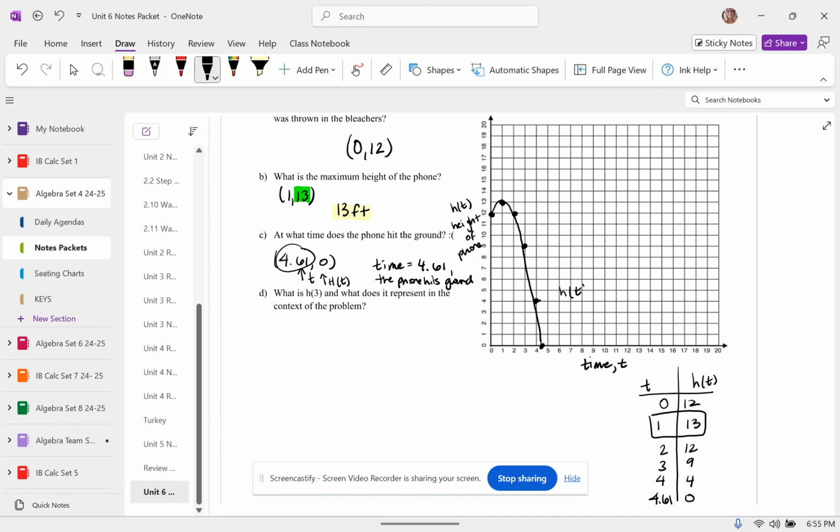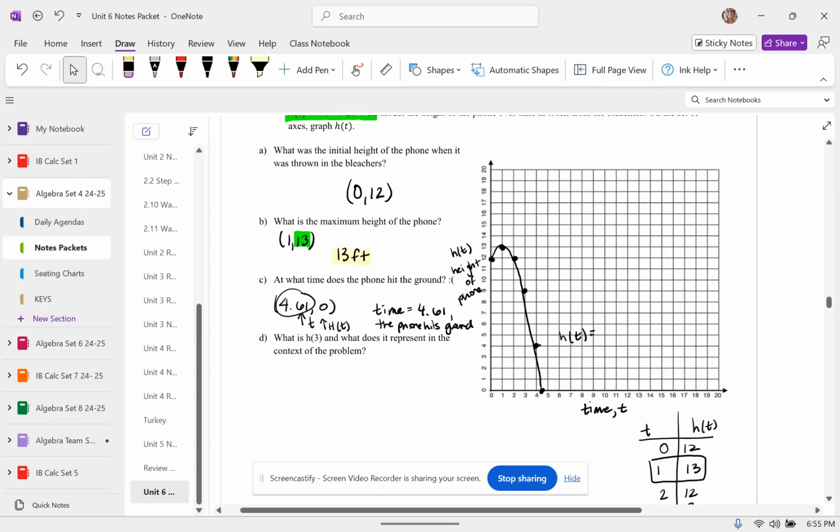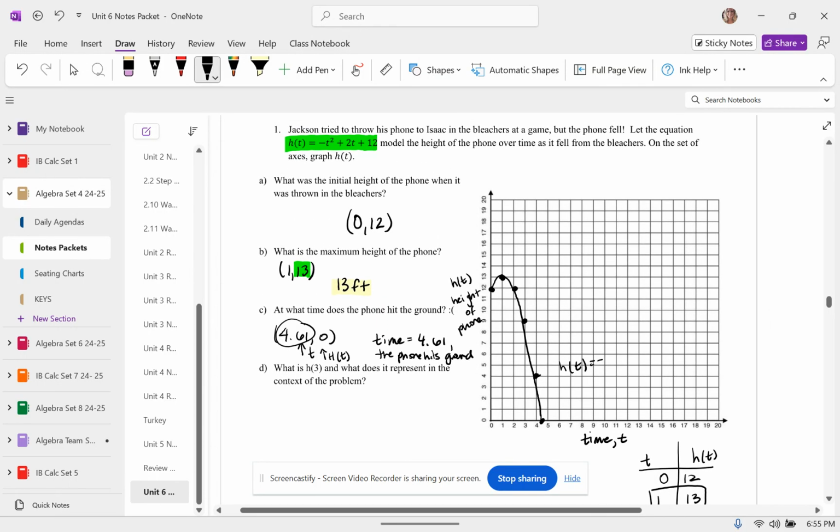Now remember, this is not going to get arrows on the end because the realistic domain of this guy is going to be from 0 to 4.61. The phone isn't going to be going underneath the ground, so we would just have endpoints on here after we label our graph, and then we're good to go.